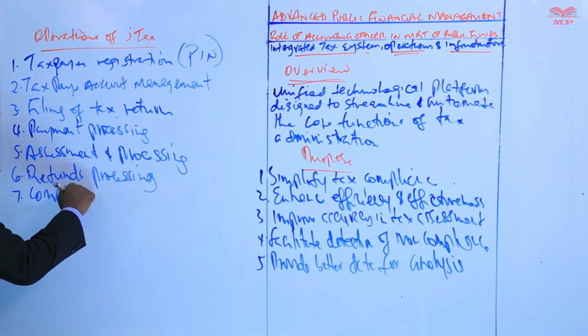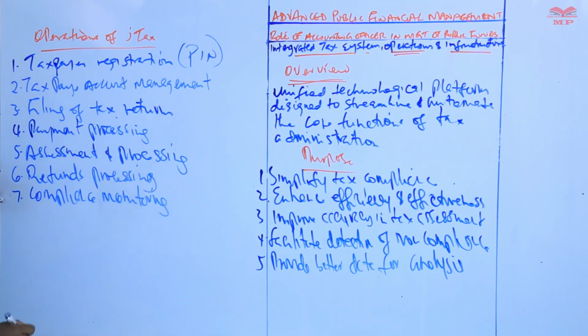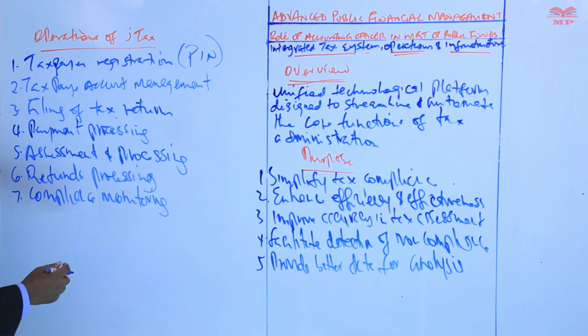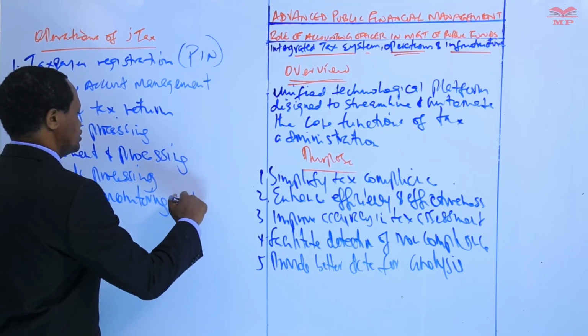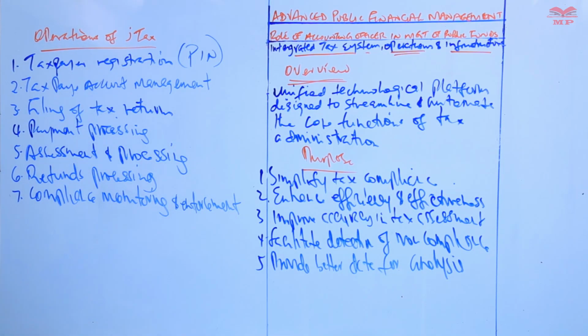Compliance, number 7. Compliance, monitoring, and enforcement. An integrated tax system utilizes data analytics and risk profiling to identify potential cases of non-compliance. The system can automate compliance checks, generate notifications, and even support enforcement activities like debt management and audits.